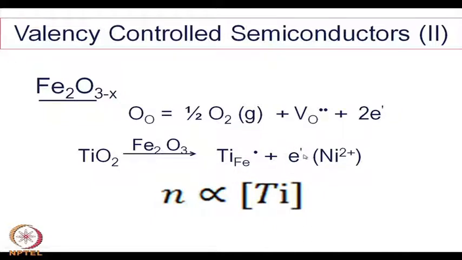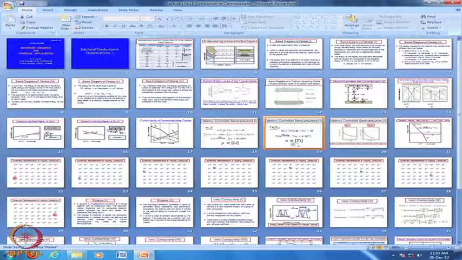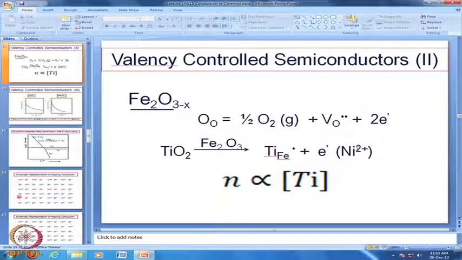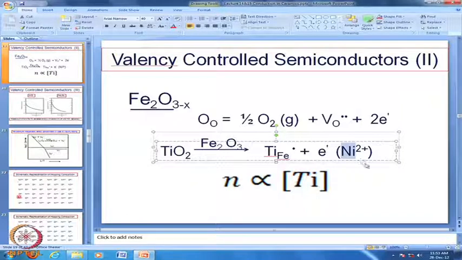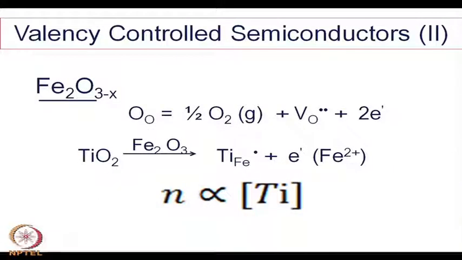I am sorry, there is a mistake over there. This is not nickel, it should be Fe. So, Fe3+, which was Fe3+ originally, has gone to Fe2+ by adding 1 electron.